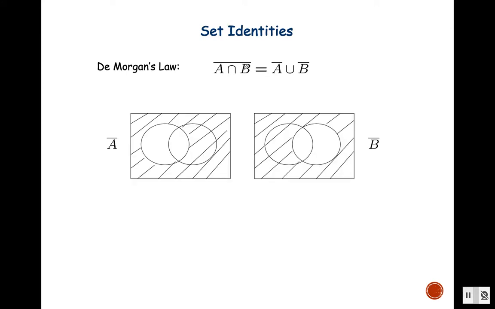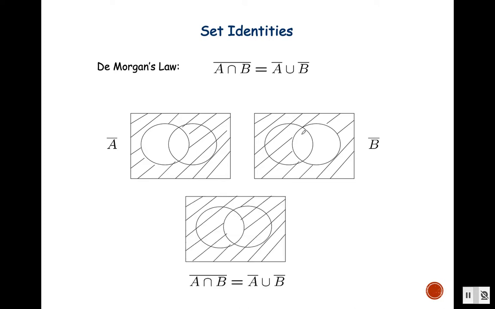So again, for the complement of A intersection B equals A complement union B complement. Okay, so this is our A complement, this is our B complement. So let's try to find out the region which is the complement of A intersection B. A intersection B means this one, this region.